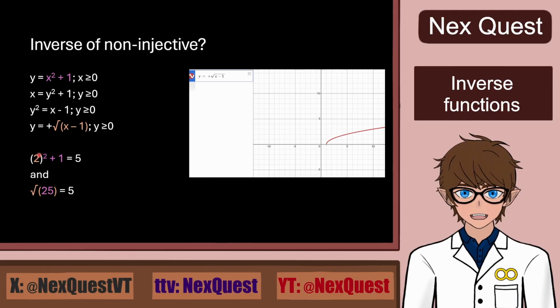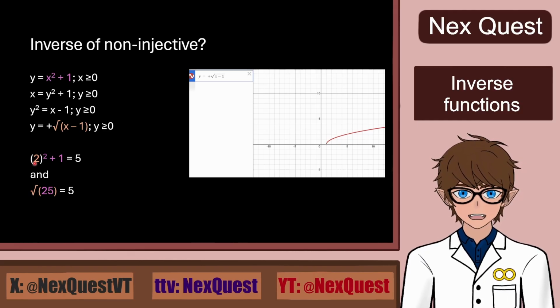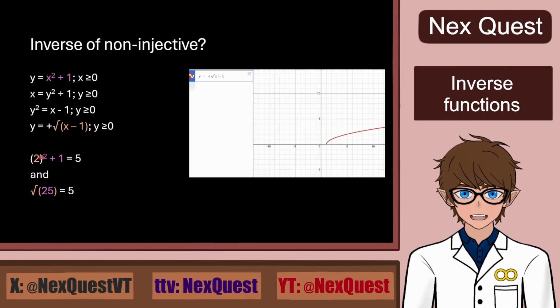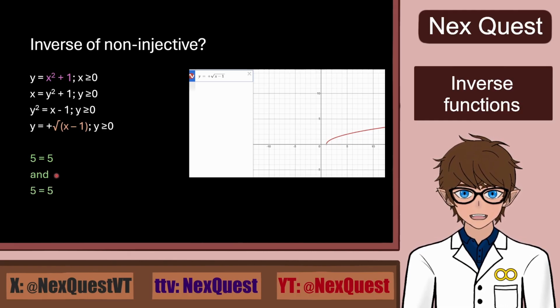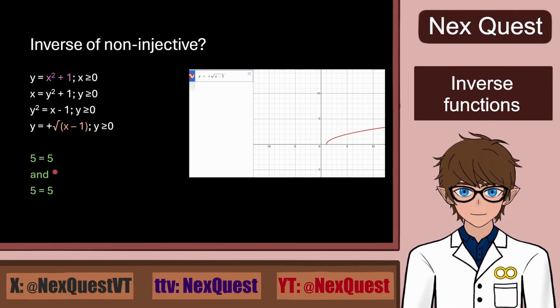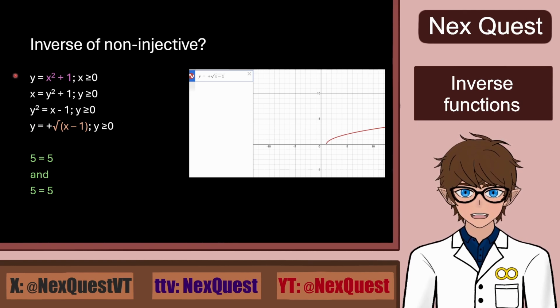Oh, sorry, 25. Math. And then we square the 2 from before to get 4. And then taking the root of 25, we get 5. So 4 plus 1 equals 5, and 5 equals 5. So yes, since both conditions are correct, we know that we did find the inverse correctly. So this is the inverse of this.